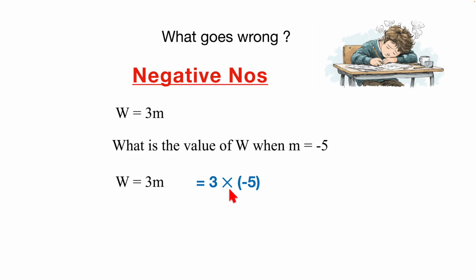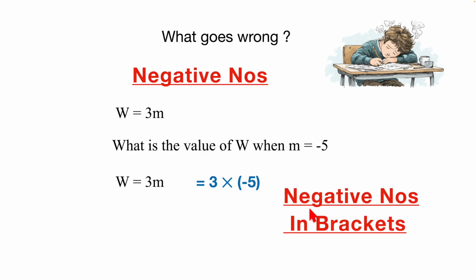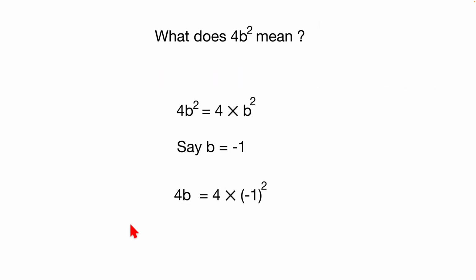It's 3 times minus 5. Keep a minus number in brackets. That way, the minus isn't going to seep into it at this point. So negative numbers are kept in brackets. Thank you very much.